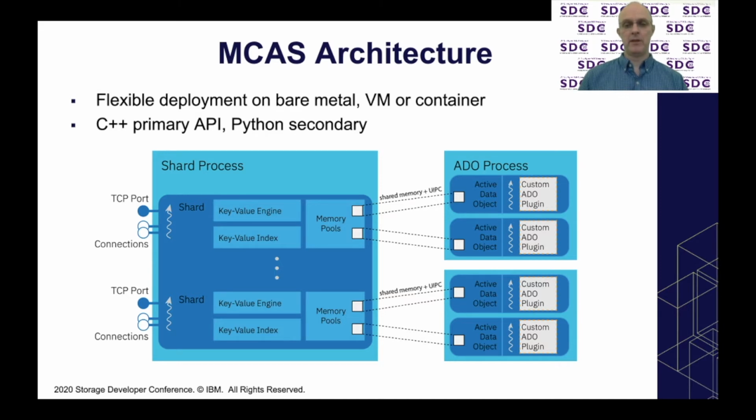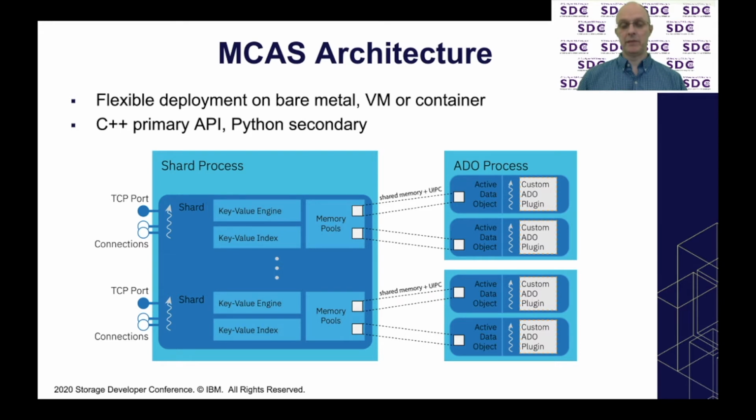The memory pool memory is shared with the ADO process via the kernel, and therefore the ADO process has complete visibility of the memory pool in its own address space. However, the shard process and the ADO process do communicate through user level IPC. This ensures fast communication.